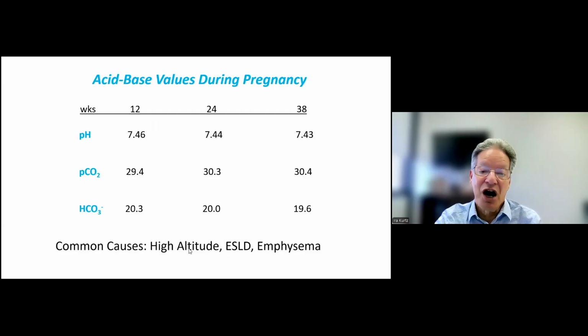But probably the most common on the earth is people that live at high altitude who are completely normal. So, if you go do your fellowship in some renal division that's at high altitude, the normal acid base numbers are not 40 and 25 or 38 and 23. You're always dealing to start with a chronic respiratory alkalosis.